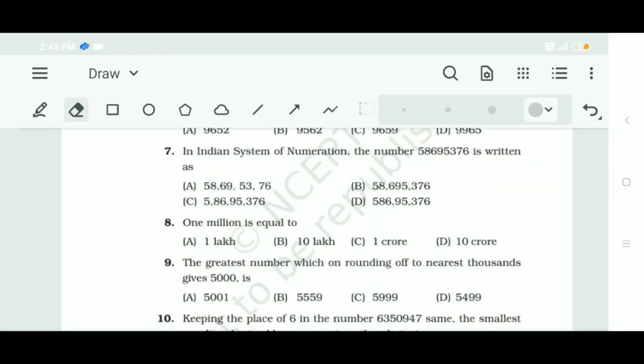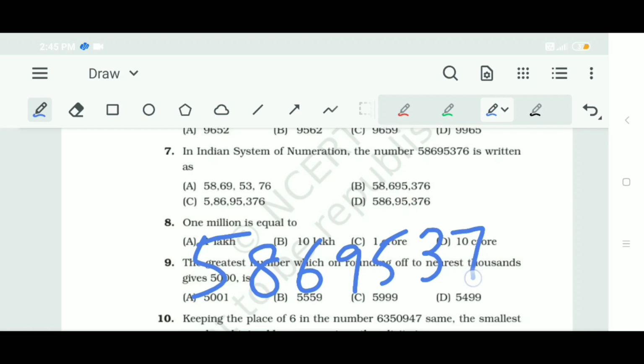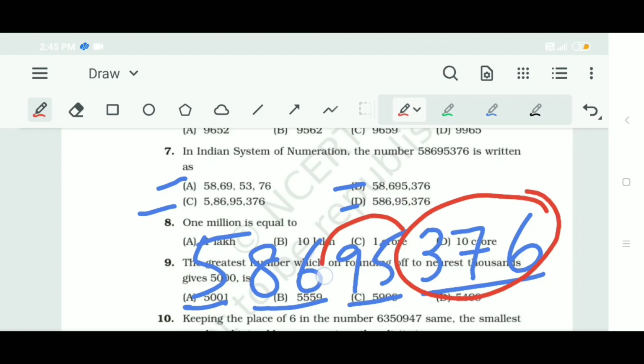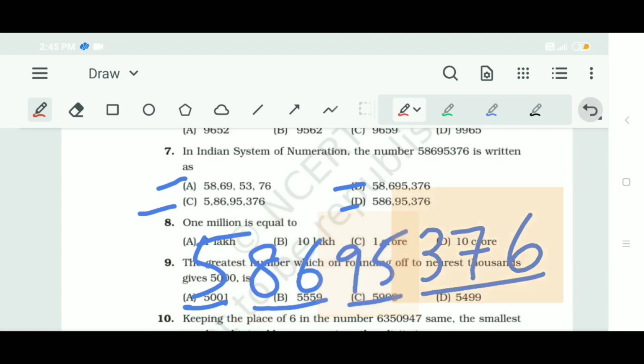In question number 7, it is written 58695376, means 5 crore 86 lakh 95,376. In Indian system of numeration, we have to put commas. After watching the options, you can easily understand that you have to put commas. So as I said, in Indian system it will be 3 to 2 format. Okay, so let's put commas according to that.